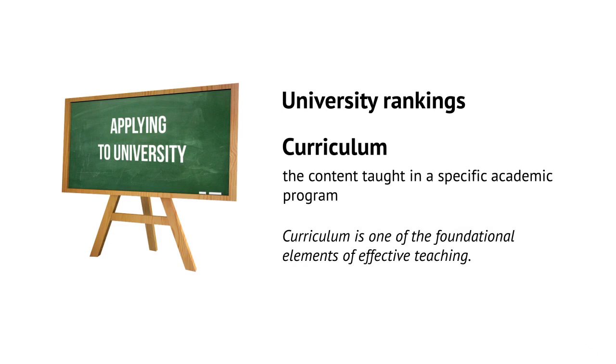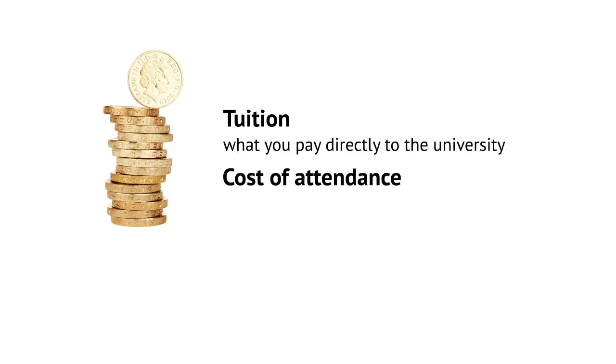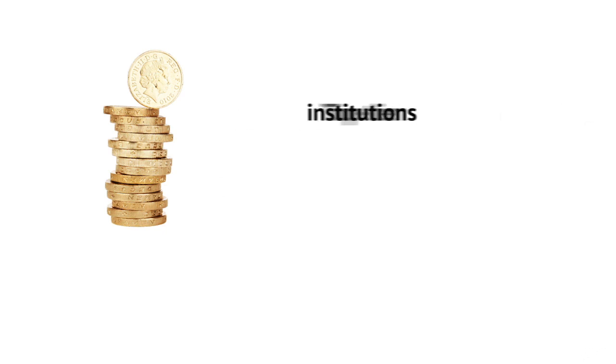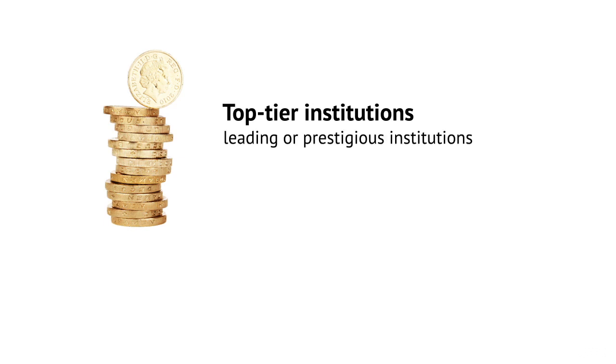Let's continue. Another important thing you usually have to carefully consider is tuition and cost of attendance. Basically, it's money you have to invest in your studies. Tuition fees are what you pay directly to the university, and the cost of attendance includes food, housing, transportation, books, and supplies. Top-tier institutions. Another very useful expression, which means leading or prestigious institutions, often charge thousands of dollars yearly.